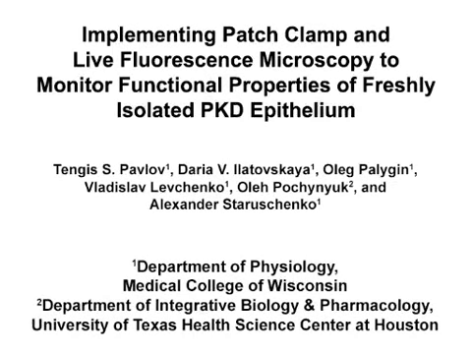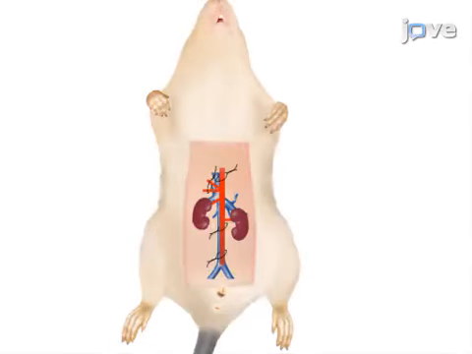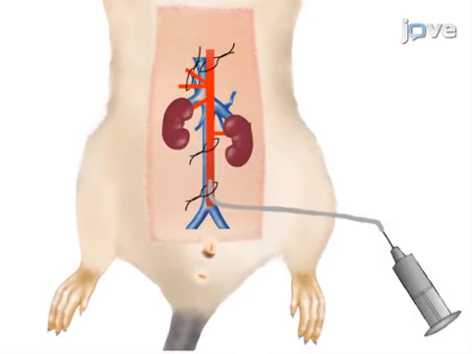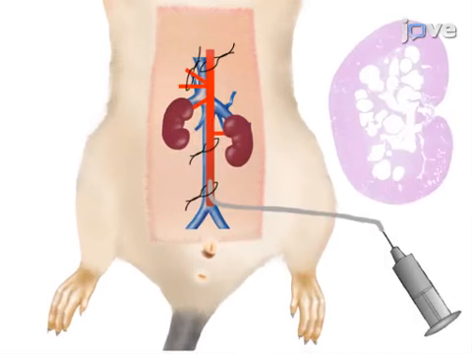The overall goal of this procedure is to register single-channel activity and to measure intracellular calcium concentration changes in cystic monolayers freshly isolated from rodent models of polycystic kidney disease. This is accomplished by first flushing the PCK rat kidneys via abdominal aorta in order to remove blood from the renal tissues.